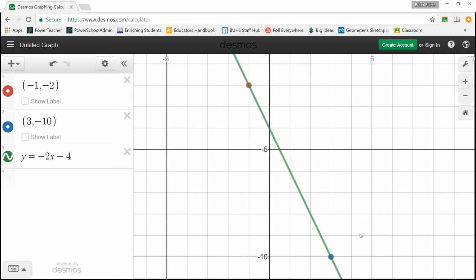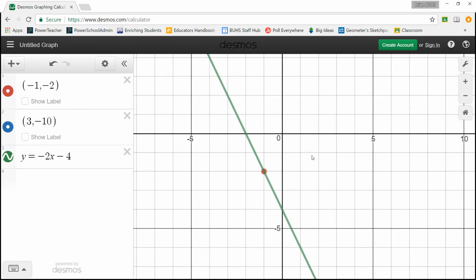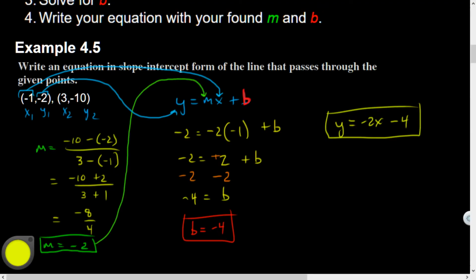Question, what is the y-intercept here? Yeah, that's negative 4, if I click it right there. We can see that happening there, as well as from the graph. What does the x-intercept appear to be? Yeah, negative 2 right there. And I could have also found that by plugging in 0 for y and solving. Nicely done. Well done, my friends.